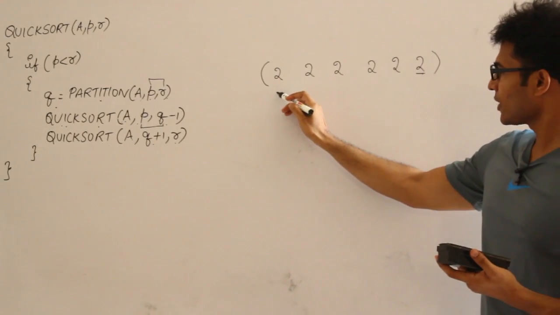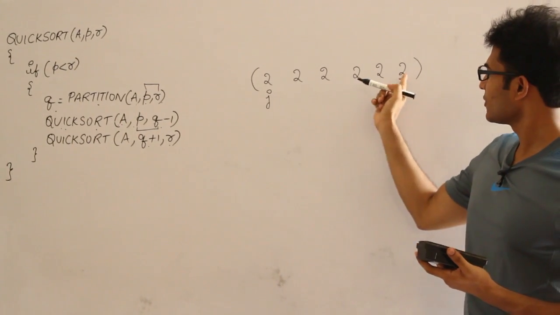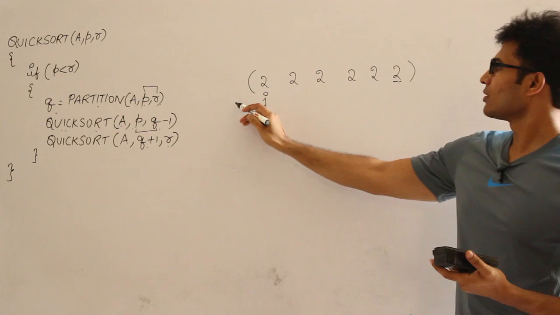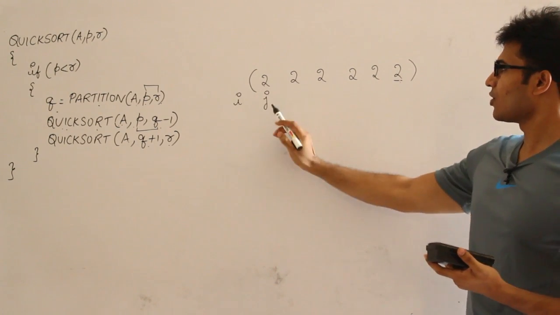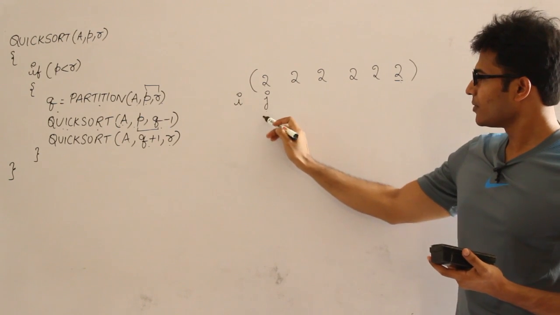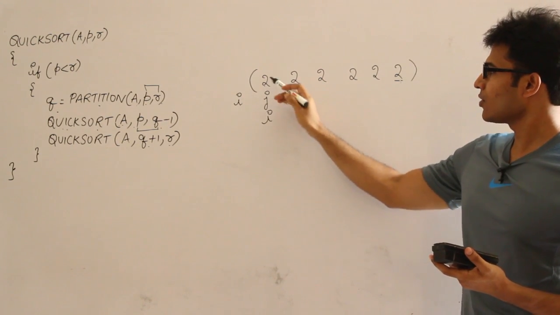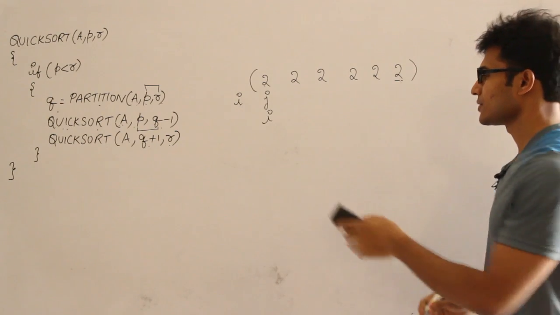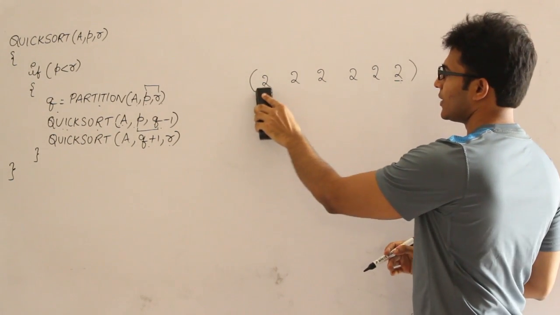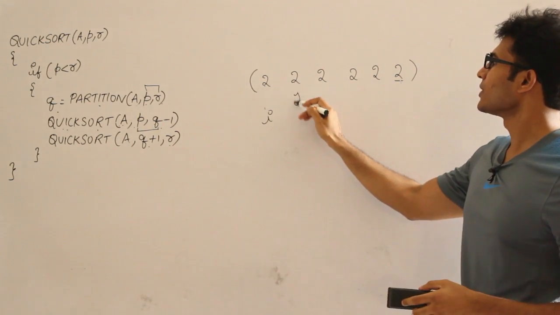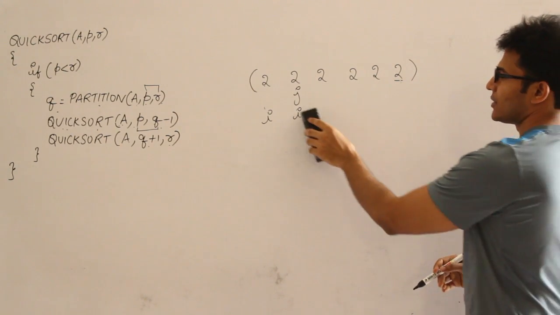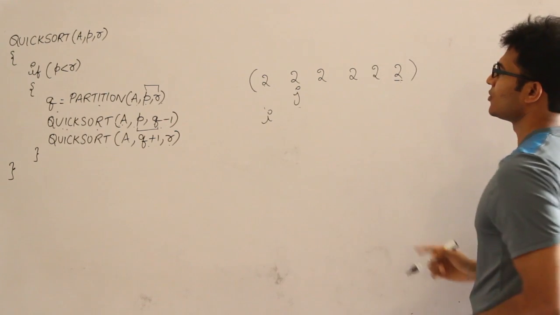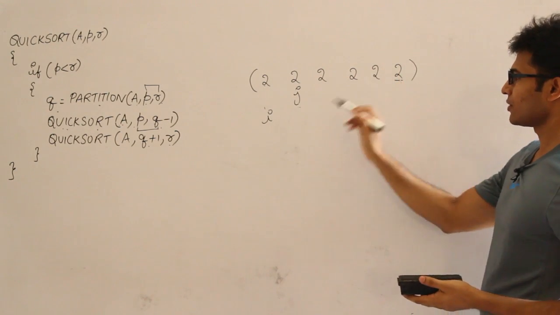Then j will try to find an element which is less than or equal to 2. So j will start from here and will try to find an element less than or equal to 2. Yes, it found it. Therefore i will be incremented and a of i and a of j will be exchanged, which means 2 will remain there itself. Then j will go to the next element and i will be incremented, right? j has found an element which is less than or equal to 2.